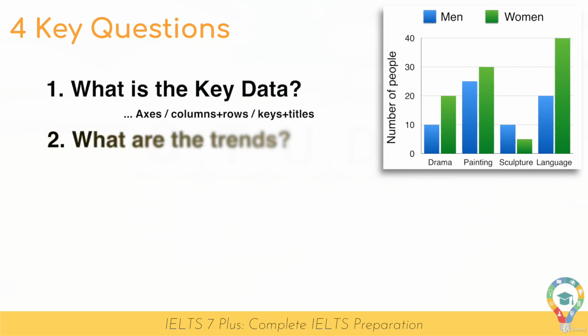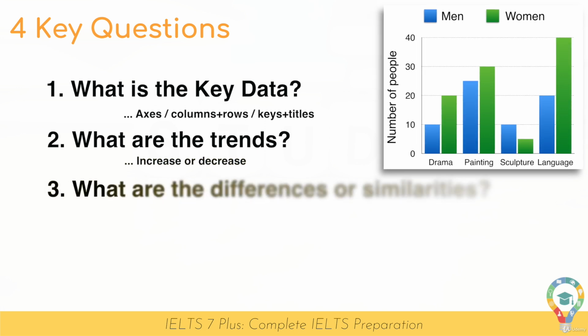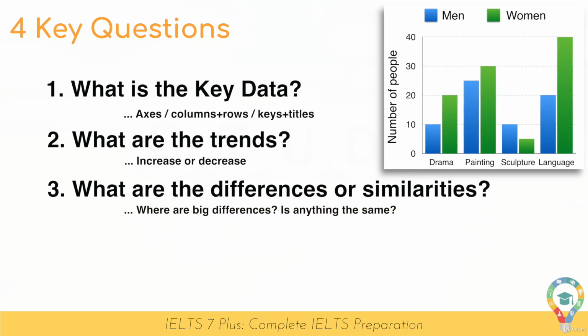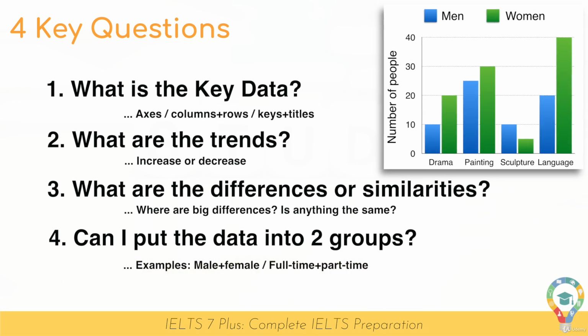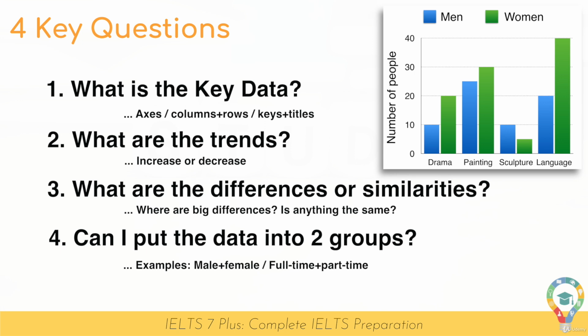Then consider the key trends. Does the data increase or does it decrease? Then ask yourself, what are the big differences or similarities? Is there anything that remains the same, or are there big gaps between data given? Differences and similarities are also very important for maps. And the last question is, can I group the data into 2 groups? This makes a lot of sense when writing and being able to logically order your answer. Write these 4 key questions down and we'll practice using them to help us plan some answers.